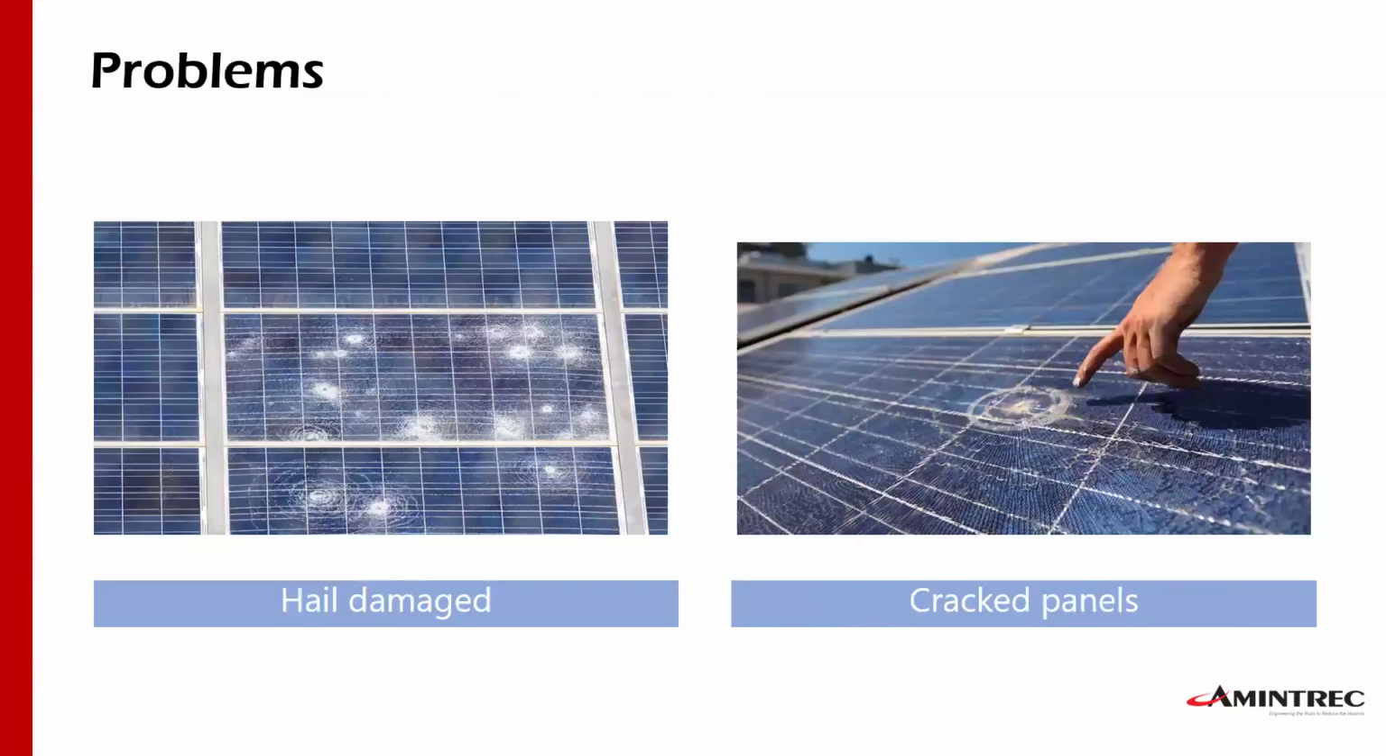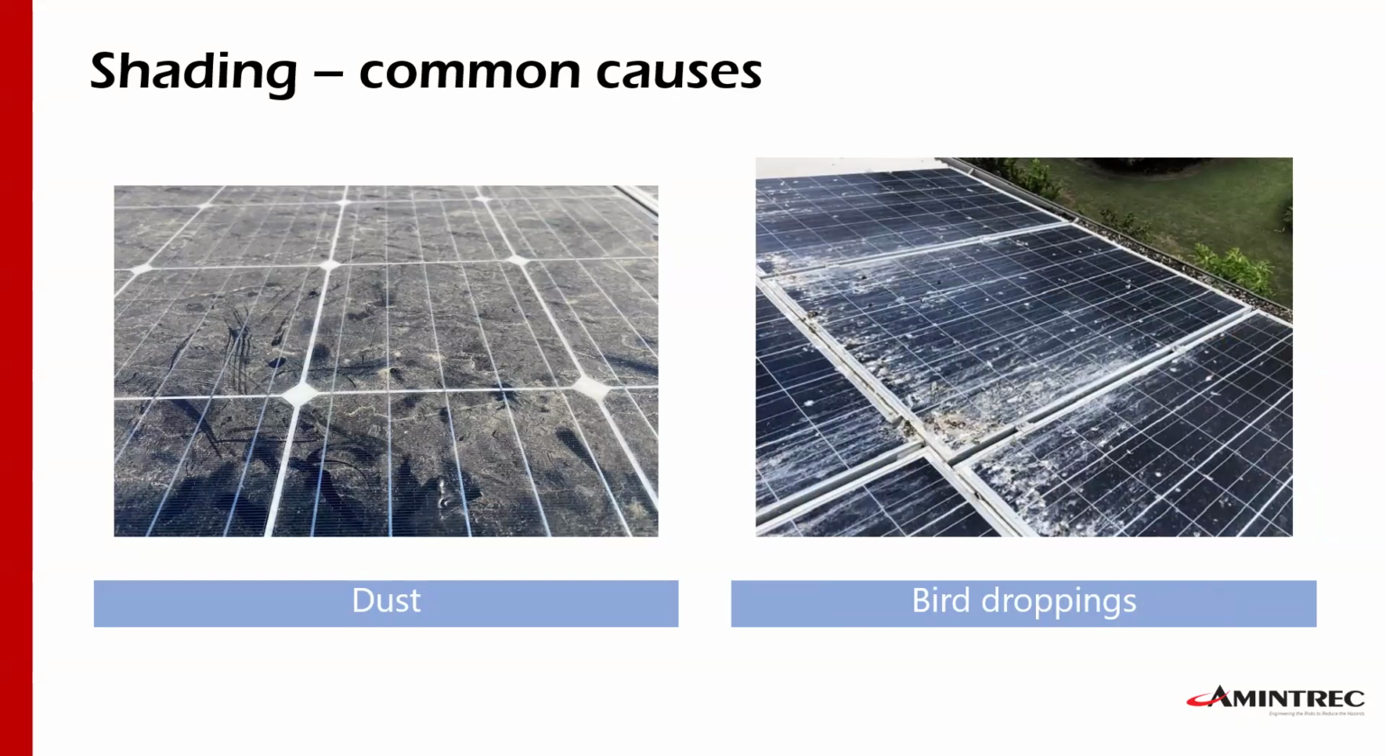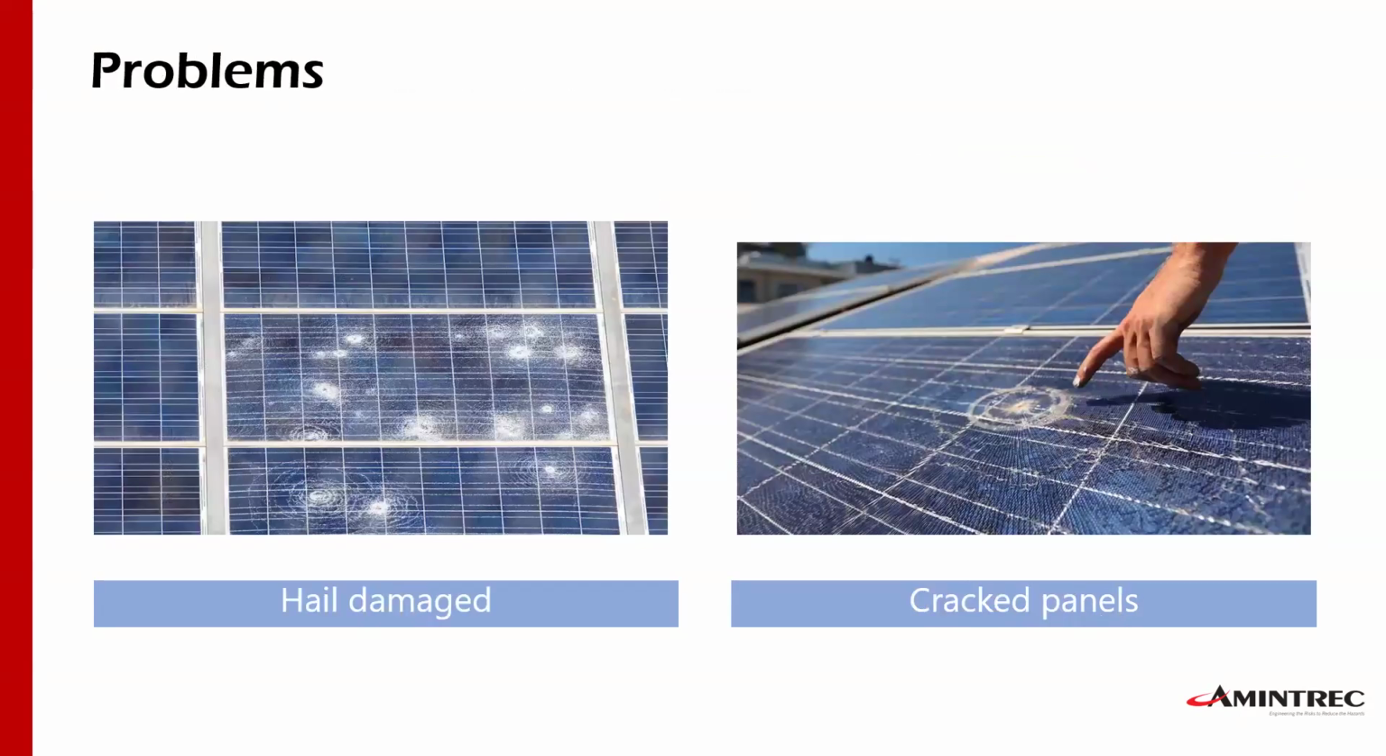Dust as well. Many factories are located in dusty areas, and that will eventually cover the panels, and that will decrease the current of the panels, and can also create some hot spots. And bird droppings, very popular and very common to find panels like this in installations, especially in wooded areas. Hail damage and cracked panels.